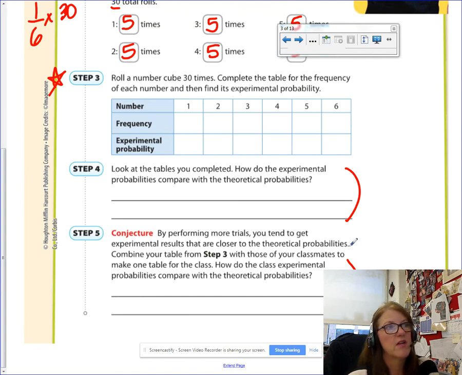By performing more trials, you tend to get experimental results that are closer to the theoretical ones. It says combine your table from step 3 with those of your classmates to make one table for the class. We are going to put this on hold, and we'll actually combine this together all at once in a little bit, once everyone has had the chance to complete steps 3 and 4.